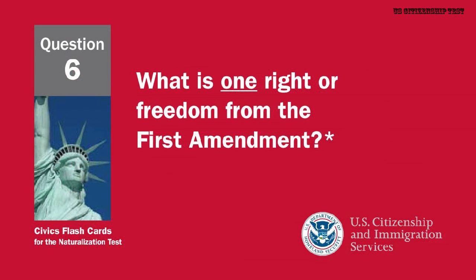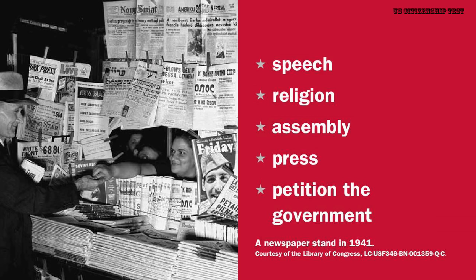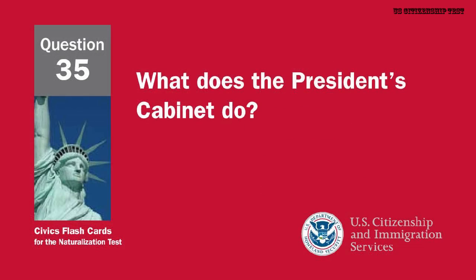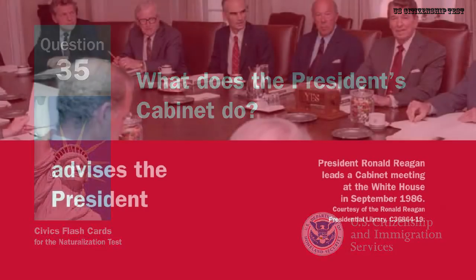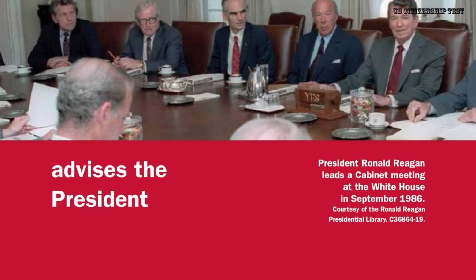What is one right or freedom from the First Amendment? Speech, religion, assembly, press, petition the government. What does the President's Cabinet do? Advises the President.